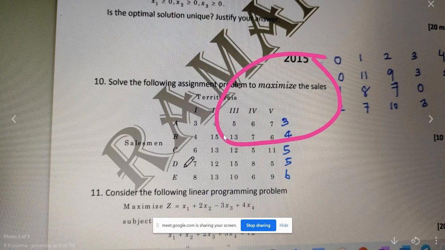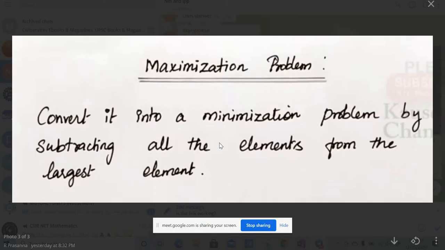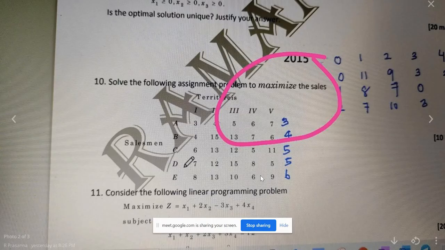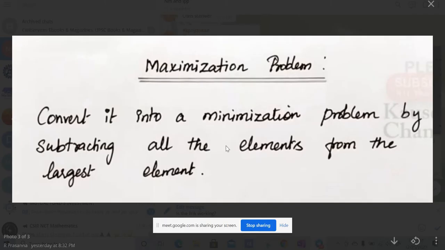So here, the maximum value. What is the maximum value in this table? 15 is the maximum value, right? So convert it into a minimization problem by subtracting all the elements from the largest element, right? We need to subtract all the elements from the largest element.